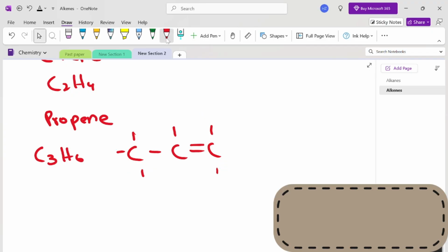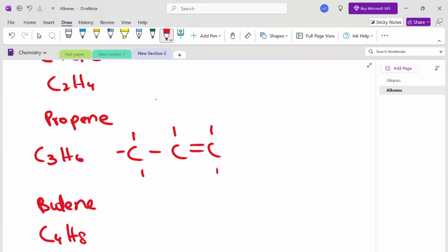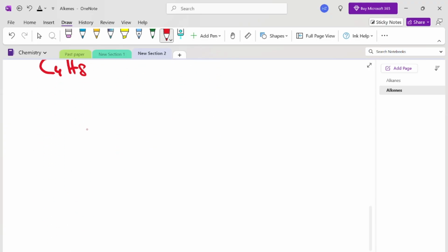So moving on, let's draw butene. Butene is C4H8. Here's where things actually get complex. Butene can be drawn in two ways, but-1-ene and but-2-ene. Let me draw the structure of but-1-ene for you first.